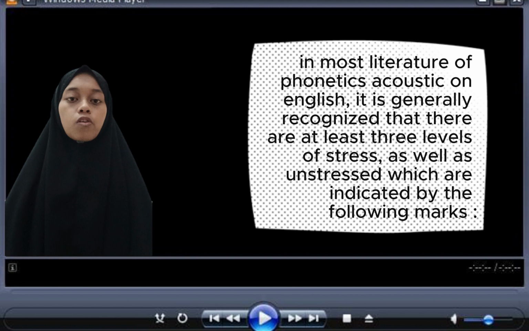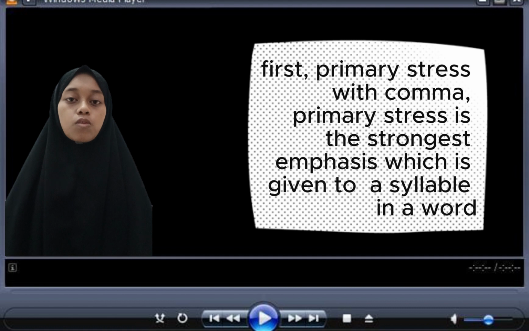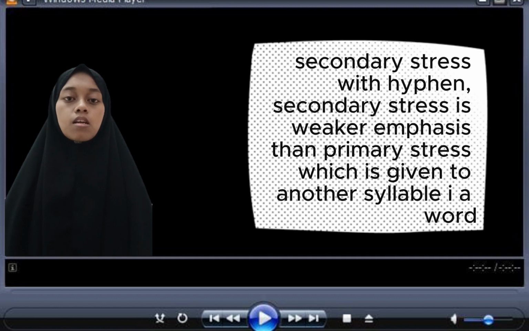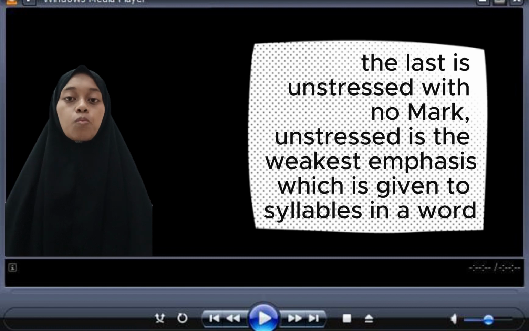In most of the phonetics literature on English acoustics, it is generally recognized that there are at least three levels of stress. First, primary stress, with a mark. Primary stress is the strongest emphasis, which is given to a syllable in a word. Next, secondary stress, with its own mark. Secondary stress is weaker emphasis than primary stress, which is given to another syllable in a word. And the last is unstressed, with no mark. Unstressed is the weakest emphasis, which is given to syllables in a word.